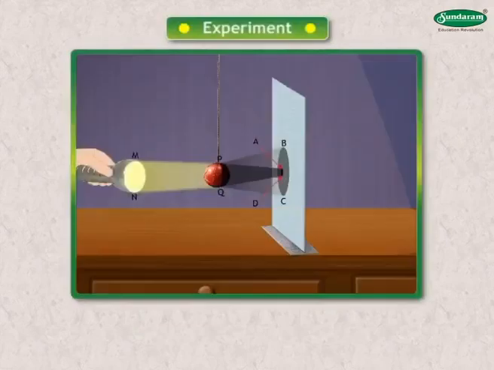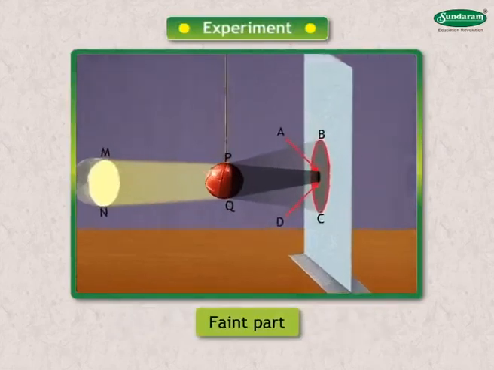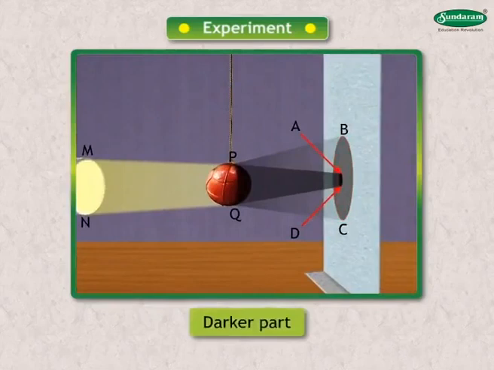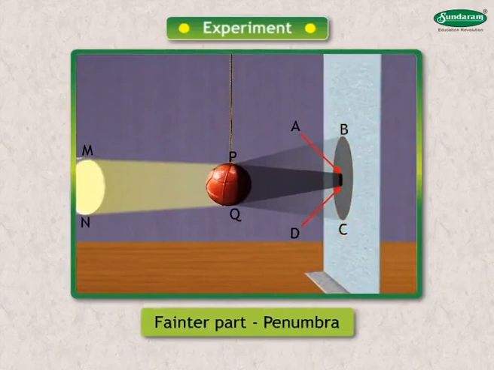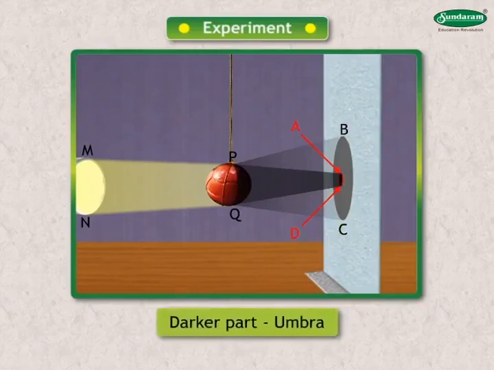In the figure alongside, MN is an extended source. PQ is the ball placed in front of it. As a result of the extended source, we see a shadow which has two parts, a faint part and a darker part. The part BC, which is fainter, is called the penumbra. AD is the darker part and it is called the umbra.